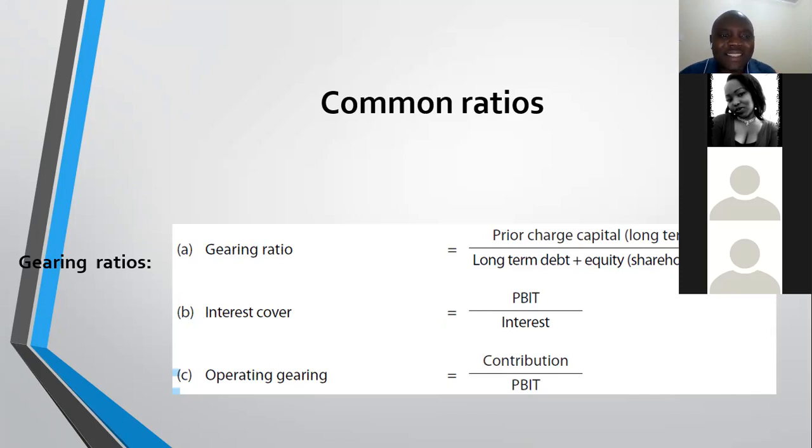And what is the industry average? How does it compare with the results in the previous years? Then operating gearing, contribution over PBIT. Contribution is basically sales less variable cost, so meaning that you do away with the fixed cost. So you want to check on this operating gearing.